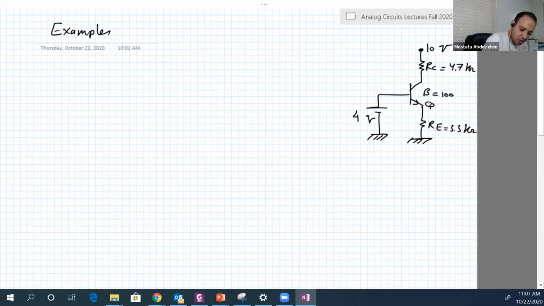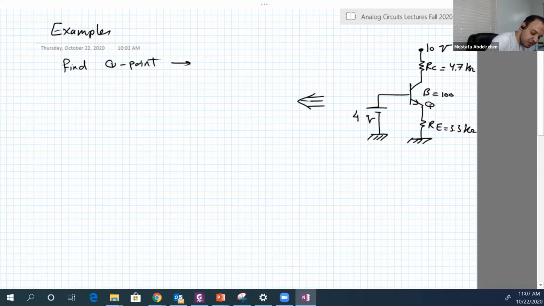Okay. So let's draw the equivalent circuit before we delve into the solution. Here, the question is find the Q point. Q point means find everything. Find IC, find IB, find VCE. This is the Q point, the point of operation of the transistor.